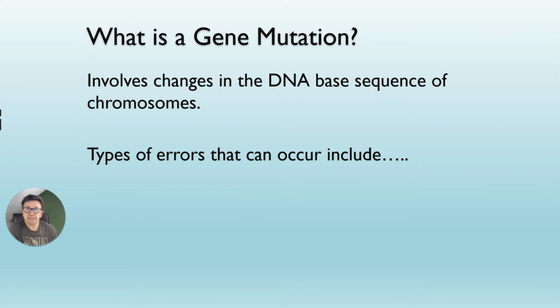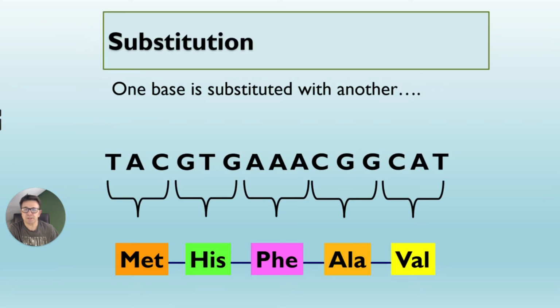Right, so what is gene mutation? Well, it does involve changes in the DNA base sequence of chromosomes. So types of errors can include, first of all, substitution. So that's when one base is substituted with another.